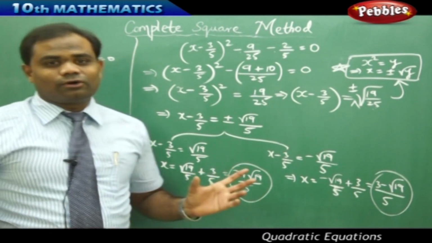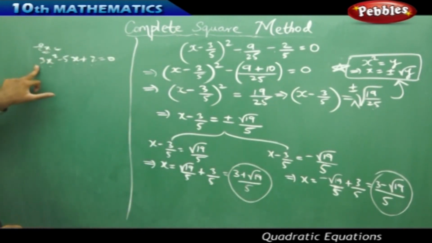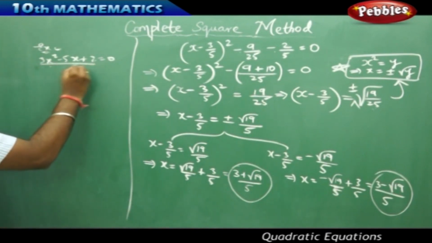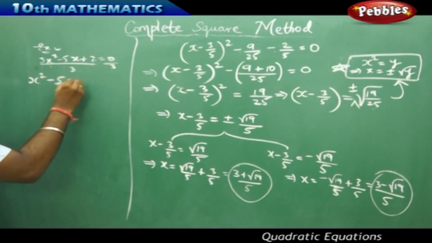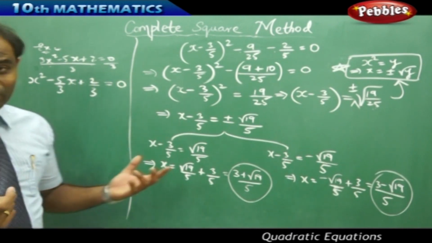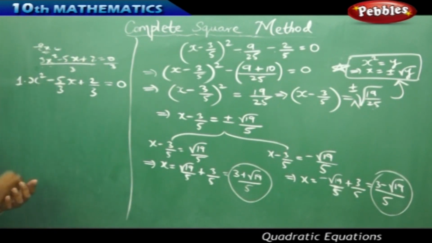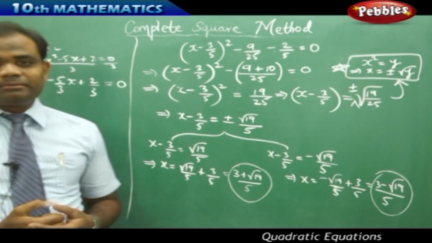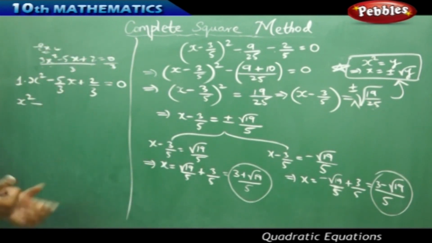The first step of using the complete square method is that I need to make the coefficient of x squared equal to 1. Therefore, I divide the whole equation by 3 so that I get x squared minus 5 over 3 x plus 2 over 3 equals 0. This is how I get the quadratic equation reduced with the coefficient of x squared equal to 1. But here, as I observe, this is in the form of a squared, but I don't have 2ab. There's no 2 multiplied to this. Therefore, I need 2. So what do I need to do?